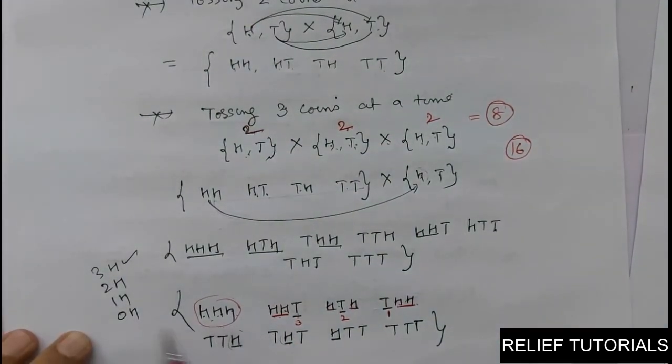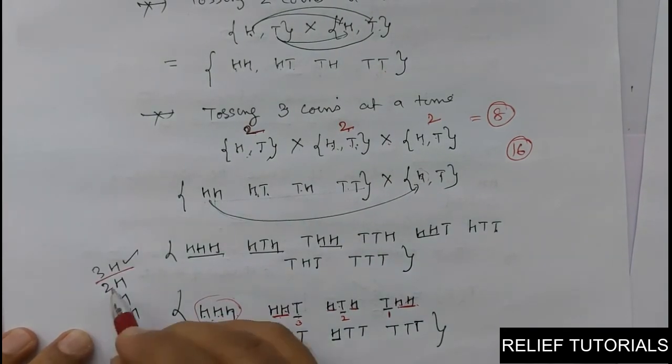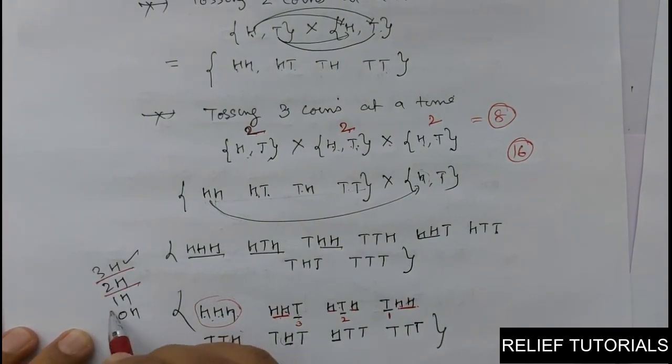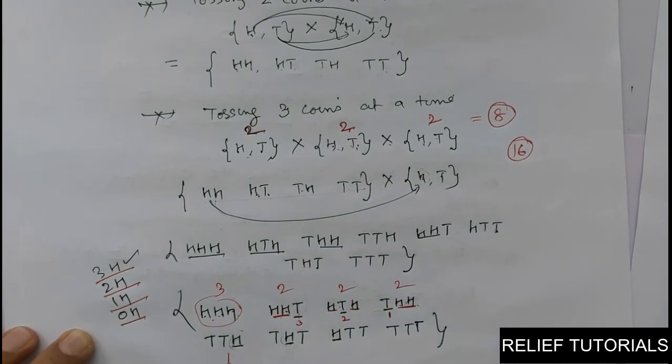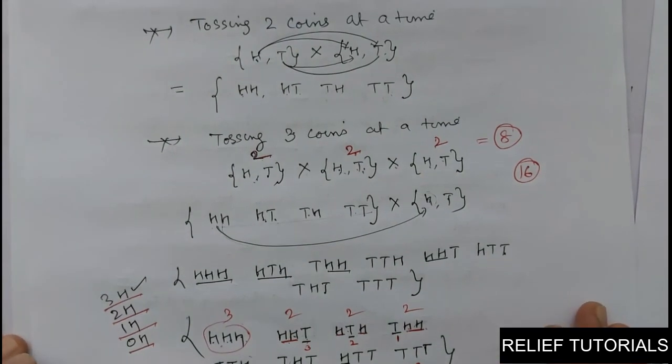How to write this? First you will write all three heads, then you will write two heads, then you will write one head, then you will write zero. Have you got it? See here three heads, here two heads, here also two heads, here also two heads, here one head, and at last zero heads. Clear? So in this way we can write all the possible outcomes. Clear? So I hope you understood the theory.